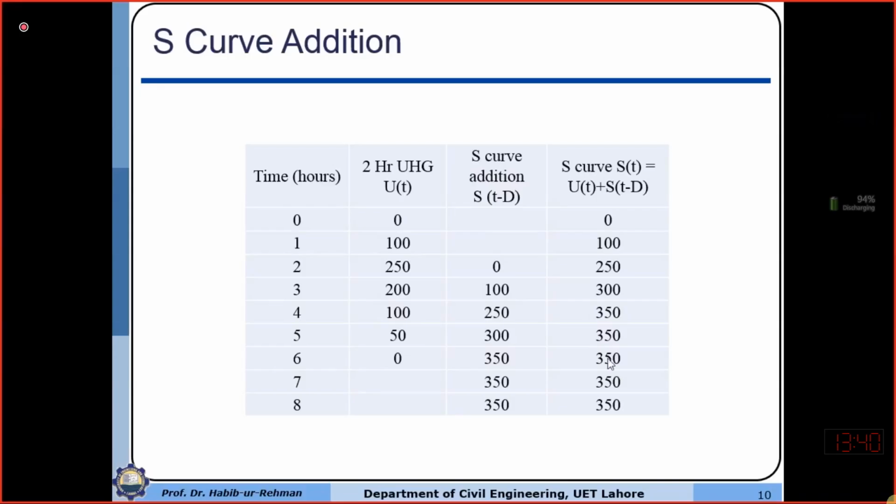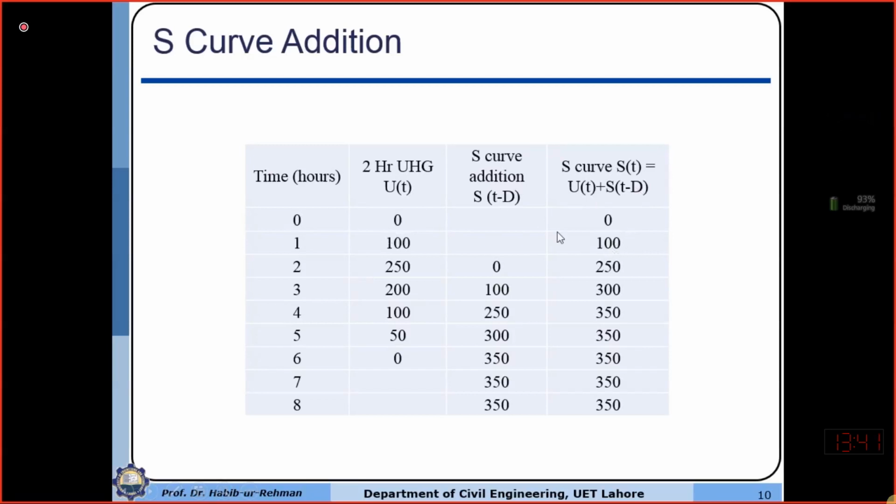So S0 is equal to U0, and for S1, T is equal to 1. So S1 is equal to U1, which is the ordinate of the unit hydrograph at time 1 hour, plus S(T minus D). T is again 1, D is 2, so this will be S minus 1. S minus 1 does not exist, so these two will remain blank. So S1 will be equal to U1 plus nothing, so again S1 is equal to U1, that is 100.